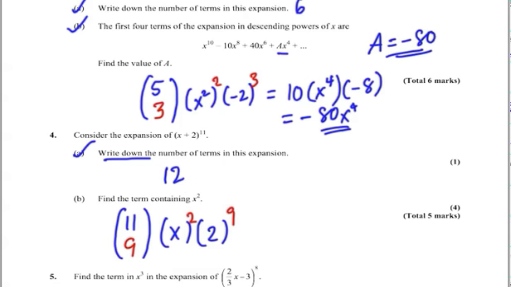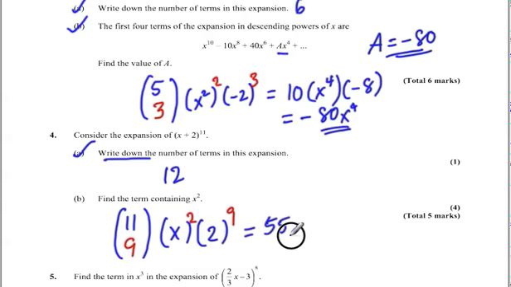Okay, so 11 choose 9. Now I actually have to use the calculator for this one. I'm just using my calculator right now. 11 choose 9, that's 55.